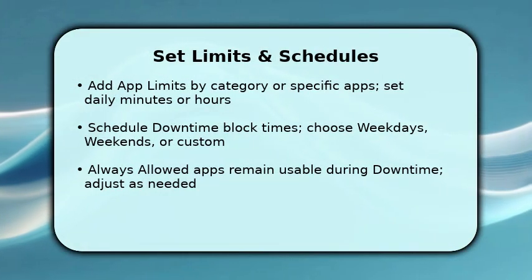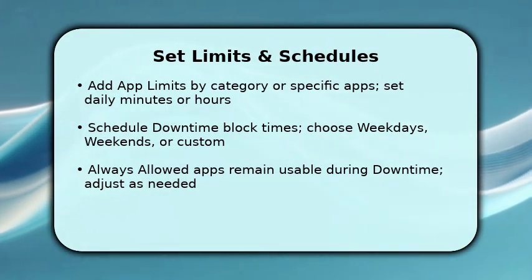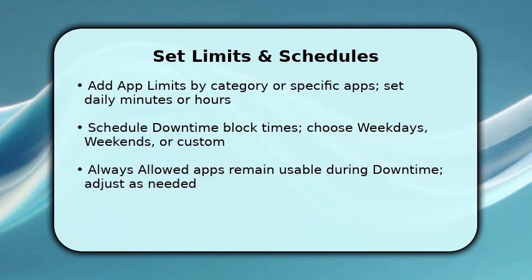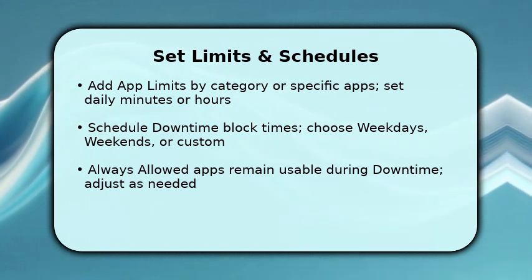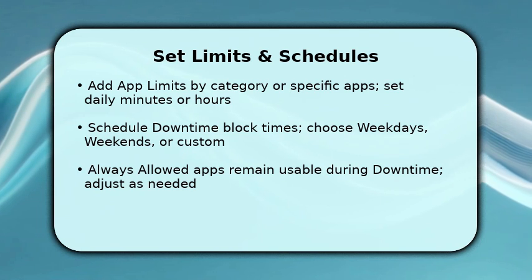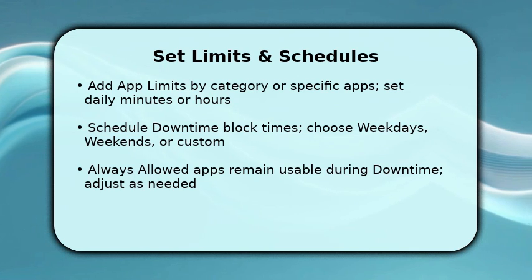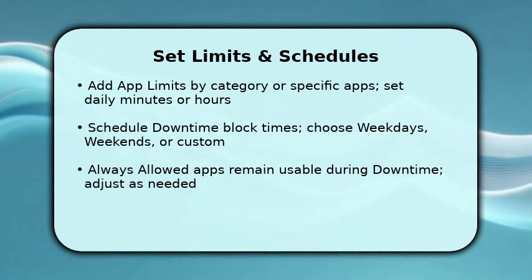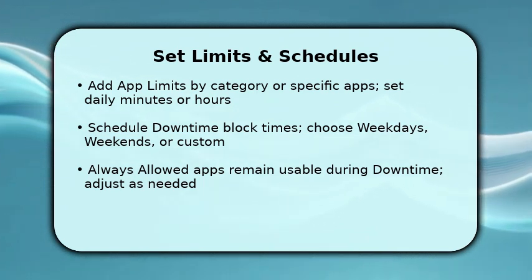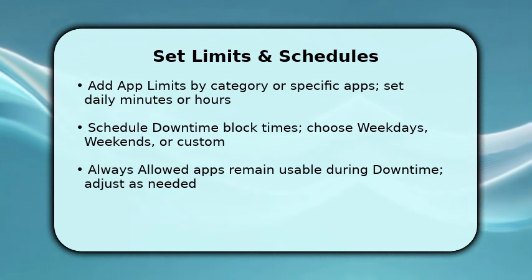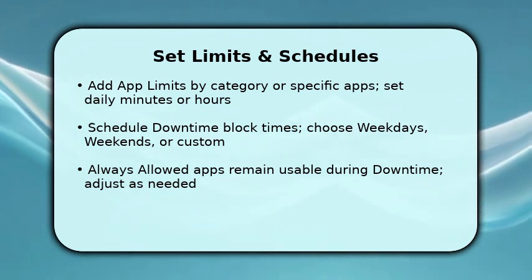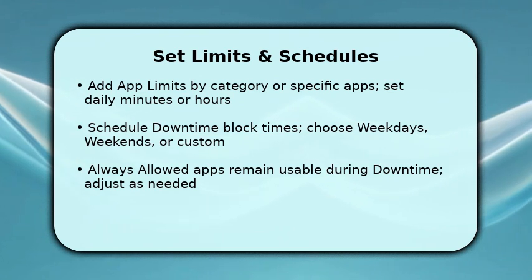Tap App Limits, choose categories or individual apps, and set daily limits in minutes or hours. Once limits are set, move to Downtime to schedule blocks when only allowed apps run, choose weekdays, weekends, or a custom pattern. Also configure Always Allowed so essential apps like phone or messages remain accessible. As you work, double-check which apps count toward limits and adjust limits to balance product.